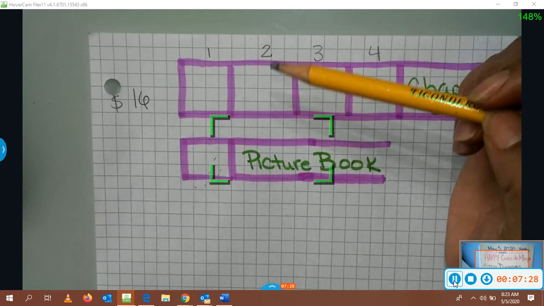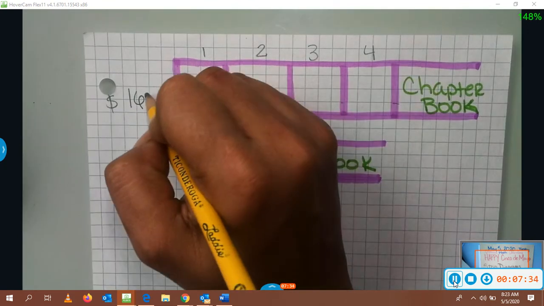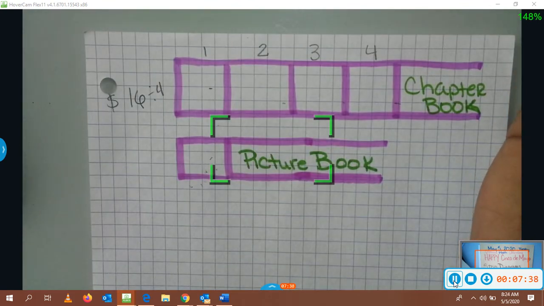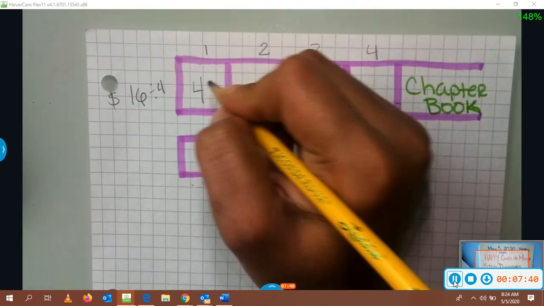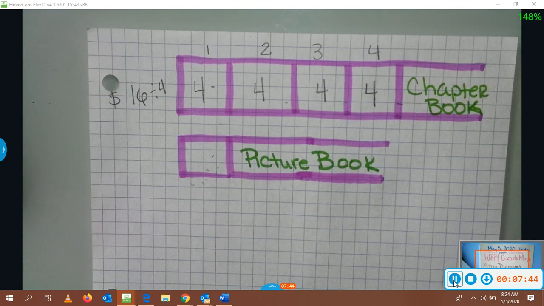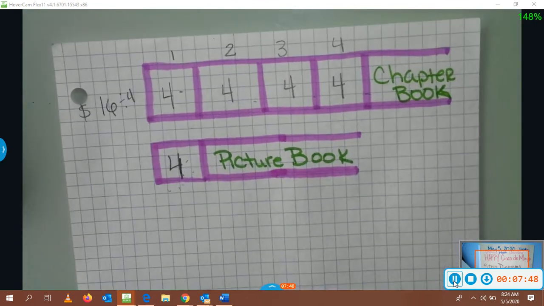So what number will go in each one of these? So you will have to do 16 divided by 4. We all know that 4 times 4 is 16. So 4, 4, 4, 4. That's 16.